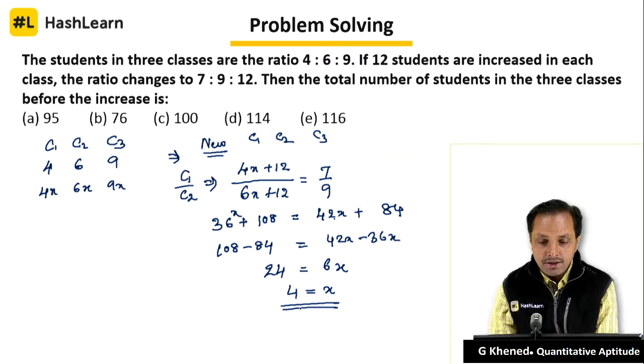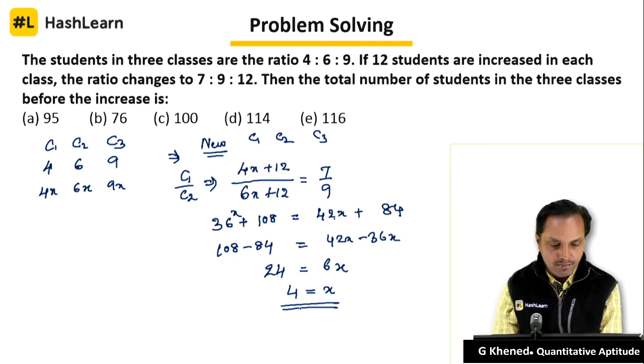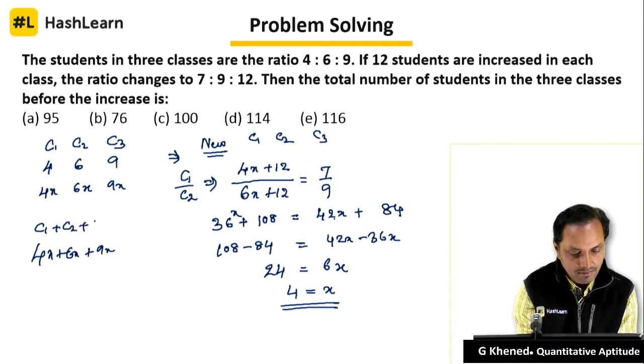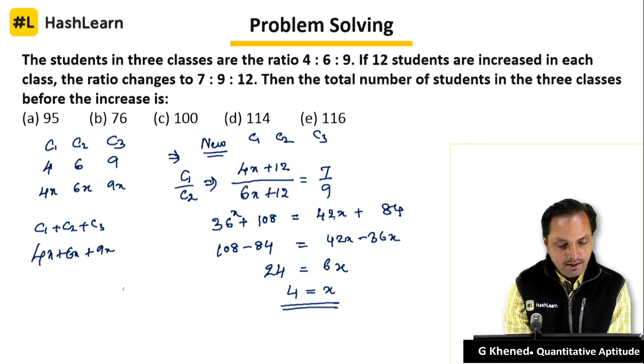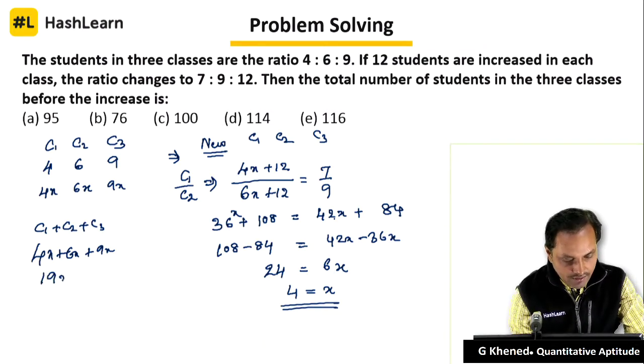Then they are asking you to find the total number of students in the 3 classes before the increase. Very simple. Add all the things, 4x plus 6x plus 9x. That is, they are asking you to find C1 plus C2 plus C3. So that will give you 19x. So 19 into 4.